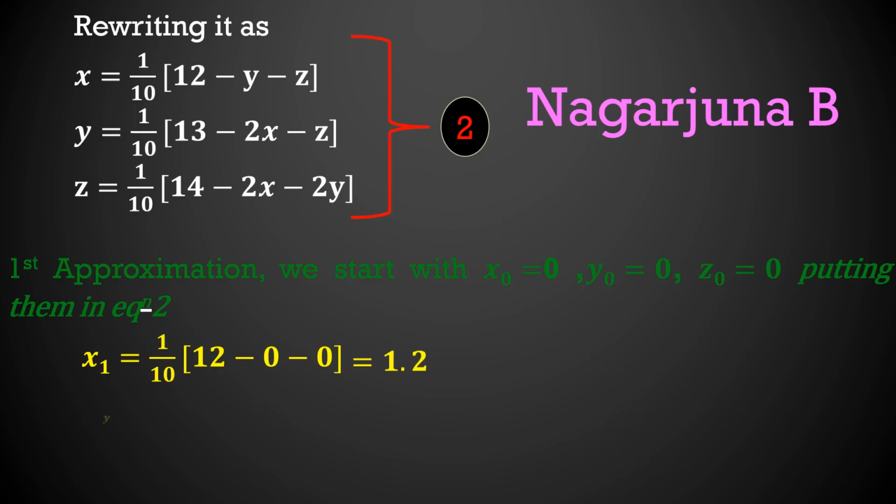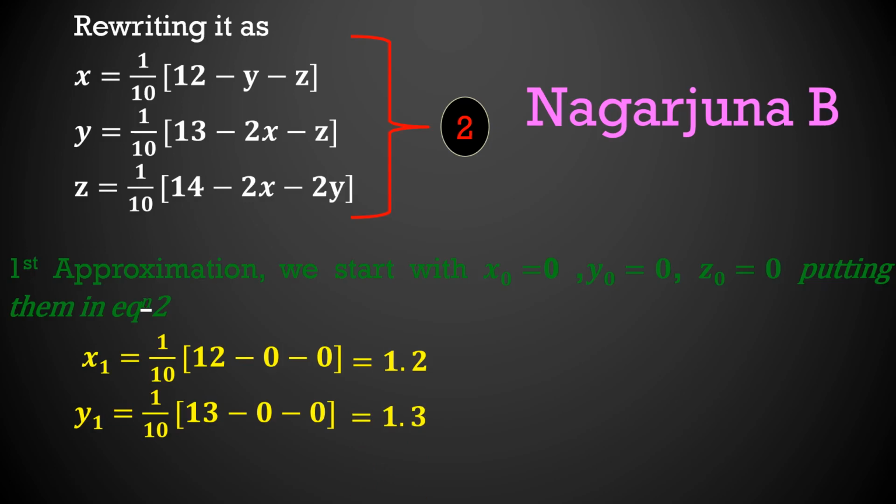The next y1 is equal to 1 divided by 10 into 13 minus 0 because minus 2 into x value is 0, minus 2 into 0 is 0. So therefore 13 minus 0 minus z value is 0. So 13 minus 0 is 13. So 13 into 1 by 10 will be equal to 1.3.